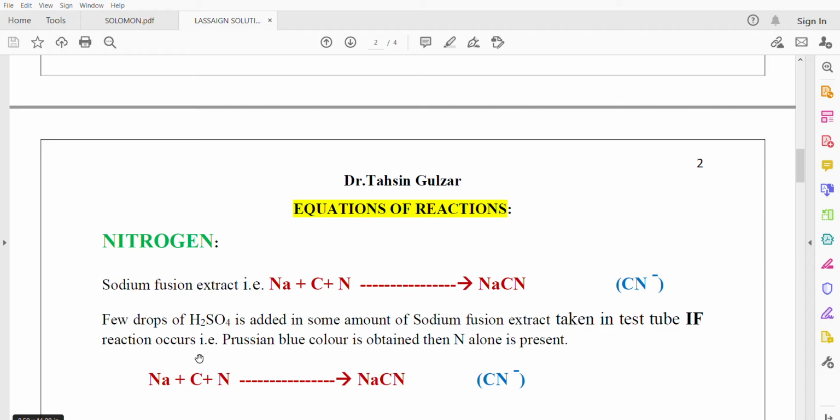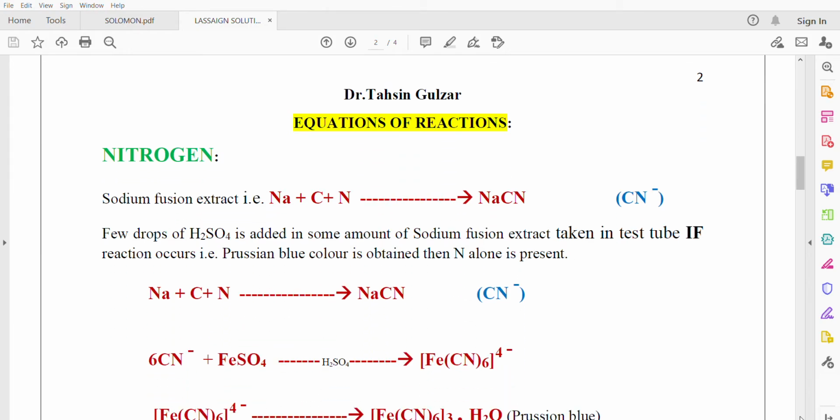First you will prepare Lassaigne solution, and you will divide it into 4 parts. For nitrogen, for sulfur, on one test tube you will write N, on the second you will write S, on the third you will write NS, and on the fourth one you will write halogens for halides. When in the first test tube you put sulfuric acid in that Lassaigne solution, if Prussian blue color is observed, you will conclude that nitrogen is present.